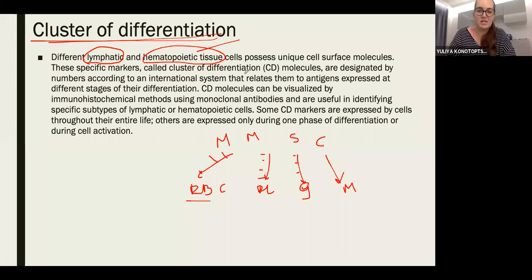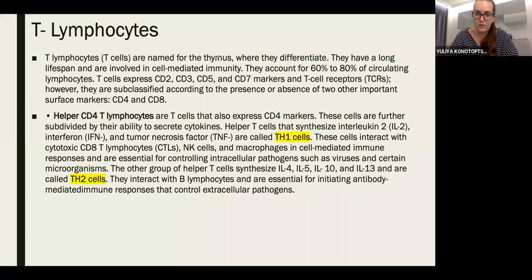I hope that is clear that CD is a marker on very specific cells only. Which kind of cells? Your lymphocytes and hematopoietic cells. So let's talk about lymphocytes in more detail. For example, T lymphocytes. T lymphocytes are called T lymphocytes because they originate in the thymus.